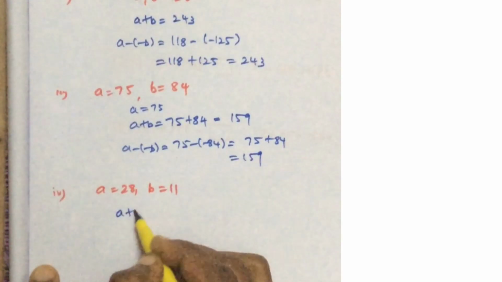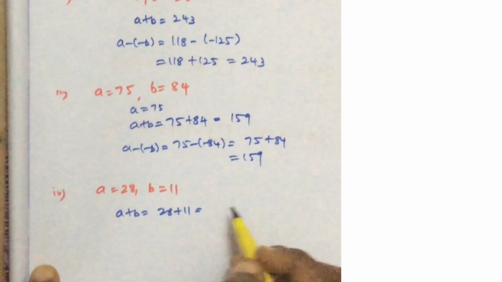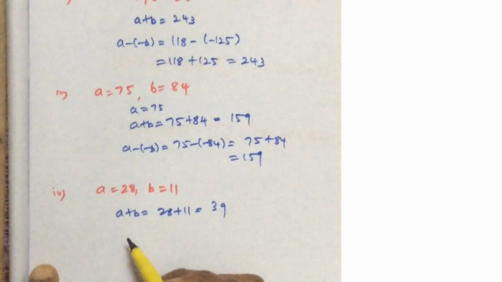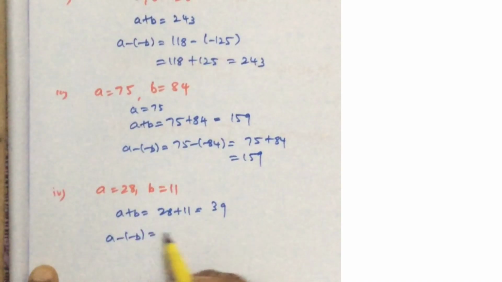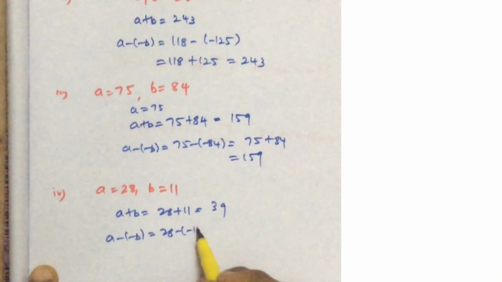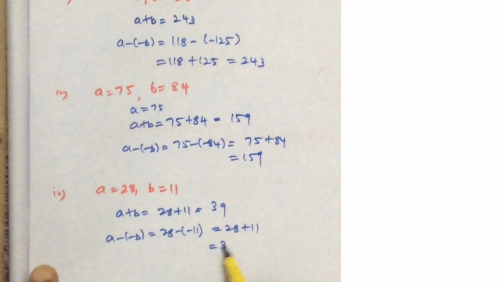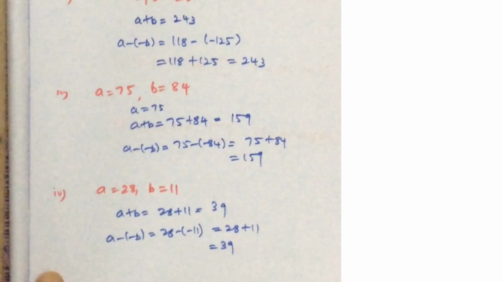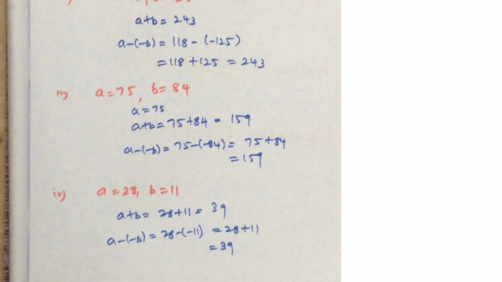Here A plus B equal to 28 plus 11, that is equal to 39. A minus of minus B equal to 28 minus of minus 11, 28 plus 11, that is equal to 39. This problem, if you want to solve showing number line also, you can do.